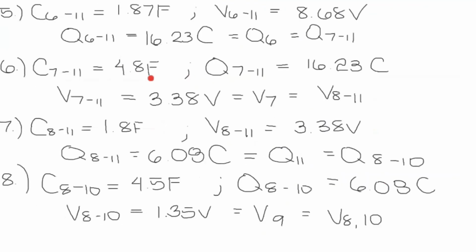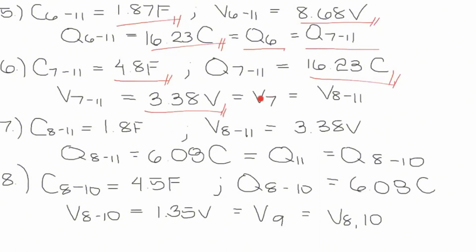Now moving on, our C6 to 11 is 1.87 farad, and our voltage from the previous solution is 8.68. Our Q6 to 11 is 16.23 coulombs. This is also equal to Q6 alone and Q7 to 11 since yet again all in a series, all charges are equal. And then next is C7 to 11, which is 4.8 farad, and the Q from the previous solution is 16.23 coulombs. Therefore, our voltage from this one is 3.38, which is equal to our V7 and also equal to our V8 to 11.